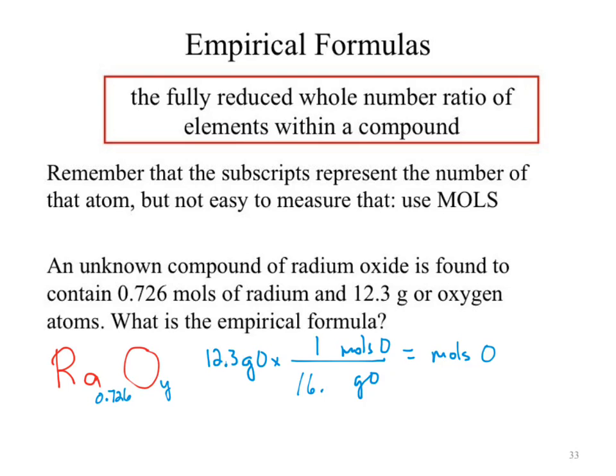Where'd you get that information? The periodic table gives you the conversion between grams and moles. Why'd you not say 32? Because we're doing O and O2. It's just the moles of oxygen atoms in this case.